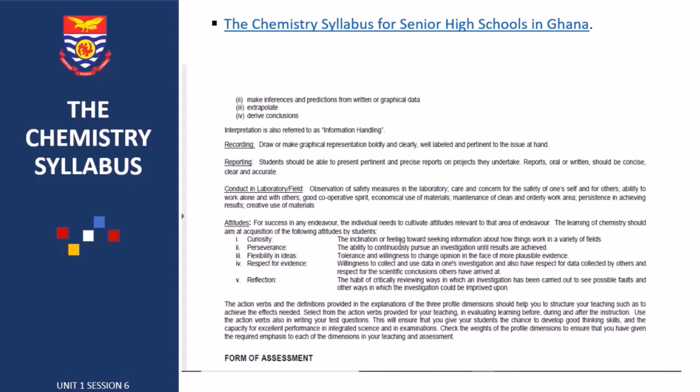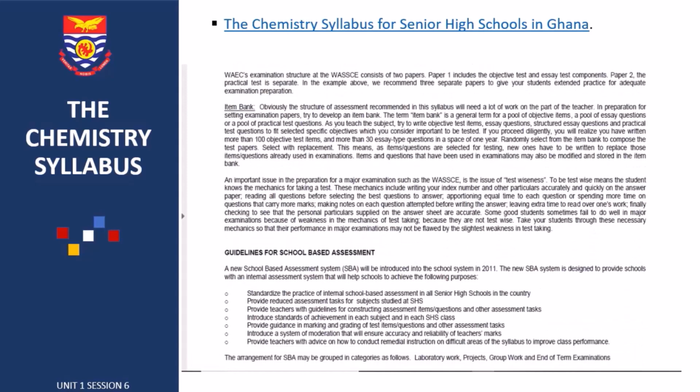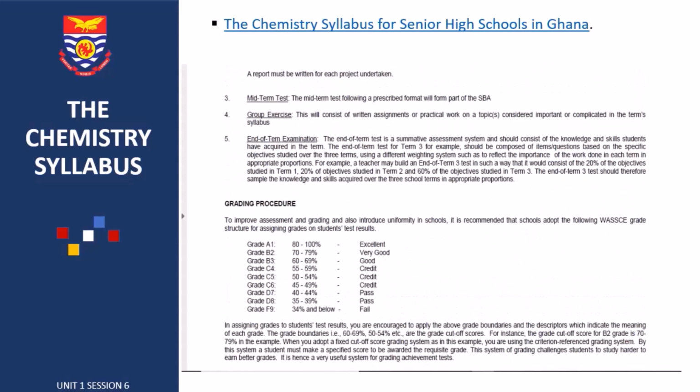And so, for a student to learn chemistry, we are expecting that he will develop all these attitudes to be curious, have perseverance, flexible in ideas, and respect for evidence, not leaving out reflection. Now let's quickly look at the grading system for chemistry according to the syllabus. It is recommended that schools adopt the WASSCE grade structure for assigning grades on students' tests. And so grade A1 is between 80 to 100%, which is excellent.